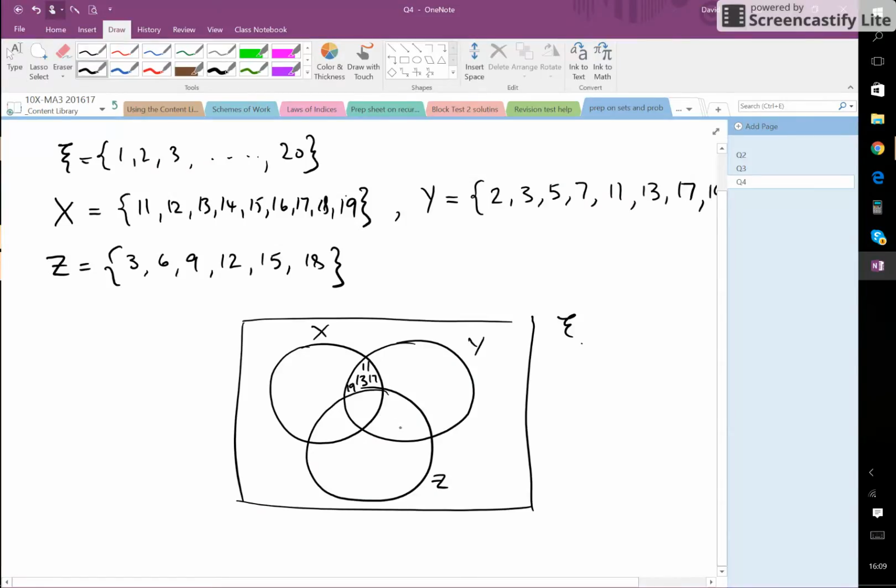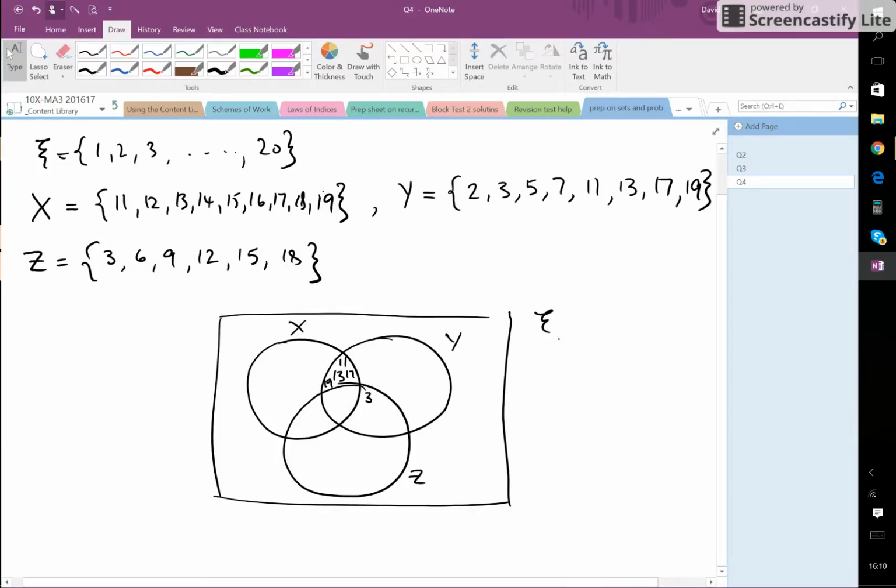Okay, so let's do this here. These are the numbers that are in y and z. So which ones are those? Well, 3 is in y and z. And 5, no. 7, no. 11, no. 13, no, it's not in both. 17 isn't in both. And 19 isn't in both. So the only thing that goes there is 3. Let's try this area here now. So this is x and z. So what's common to x and z? 12 is. So 12 will go there. And 15 is. So 15 will go there. And 18 is. So 18 will go there.